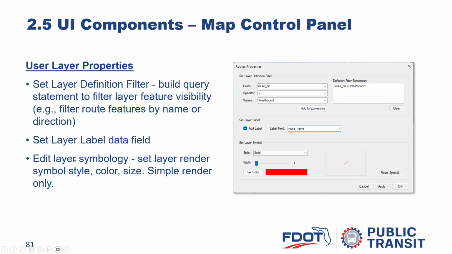Okay, so here's the user layer properties where you can set the definition filter, so you can build a query statement to filter the layer feature visibility. In this case, the example is route direction equal to westbound. This is just a layer we added that had a route direction field and had westbound as an attribute. When you add this expression and apply it, only those features in your user layer that meet this criteria will be displayed in the map. You can also add a label using whatever fields are in the user layer, and you can set the symbol for it.